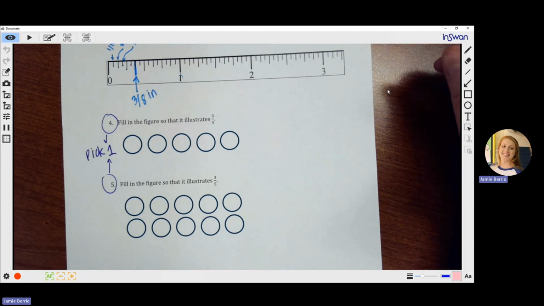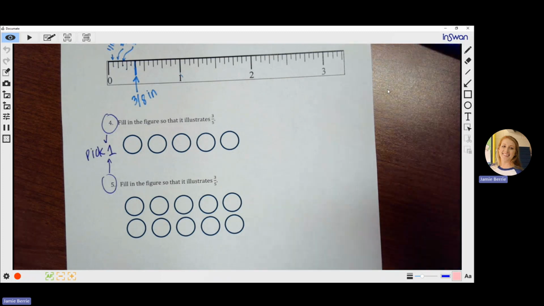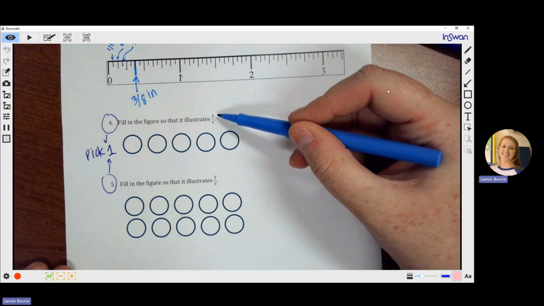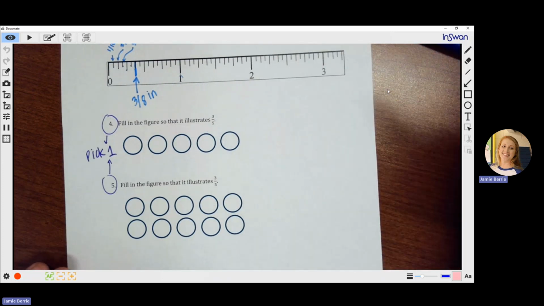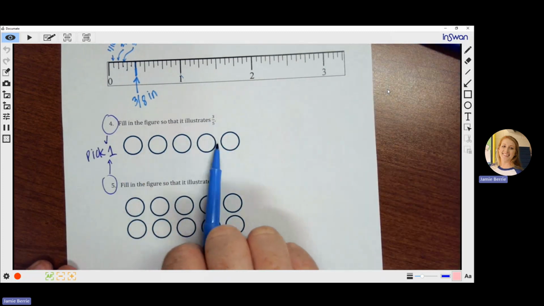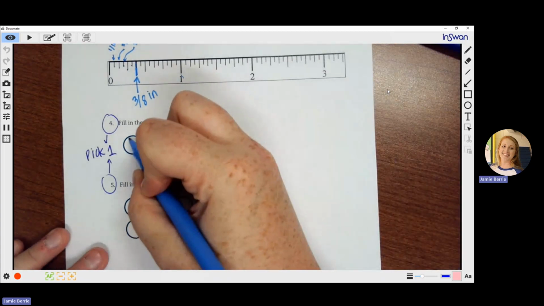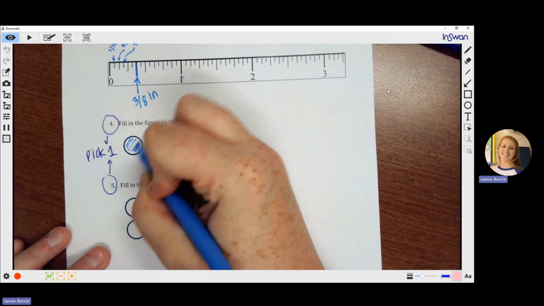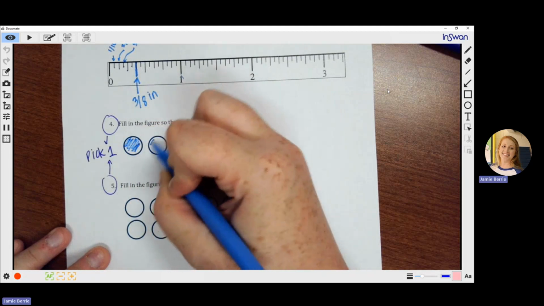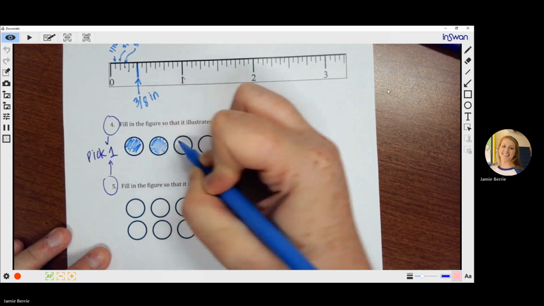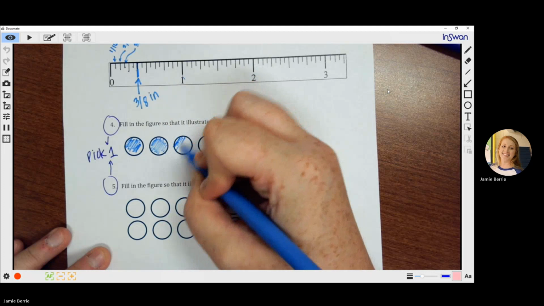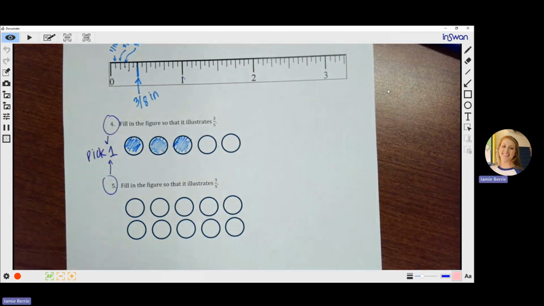Number 4 is very straightforward. It says fill in the figure so that it illustrates 3/5. So our shaded portion is 3, our whole is 5. We have 1, 2, 3, 4, 5 circles here. Very straightforward. Just fill in 3 of them, or shade 3 of them. There we go. That's 3/5.